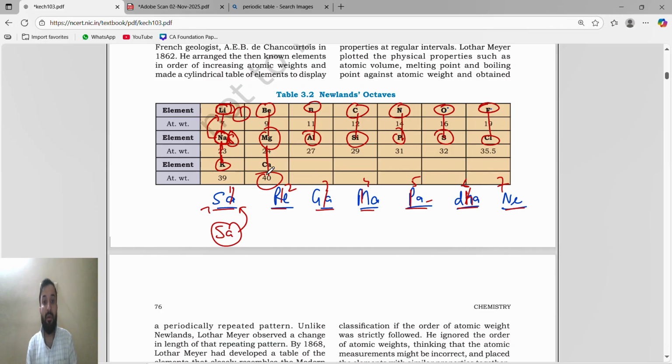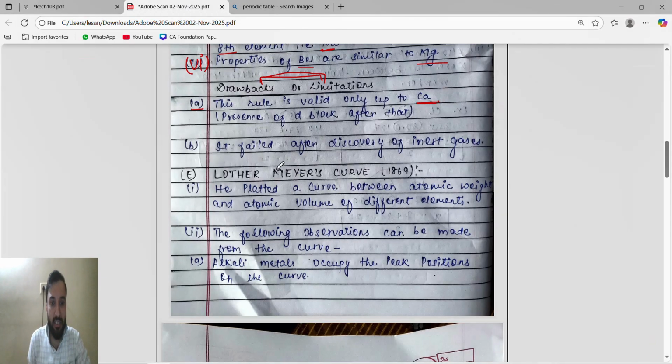Then people asked him, bhaiya, okay, after calcium? People started asking after calcium. He was like, after calcium, arre bhaiya, hum to fakeer insaan hain, jhola uthayenge chal padenge. So after calcium Newlands didn't discover. After calcium, bhaiya, this rule is valid only up to calcium. The reason behind is the presence of d block after that. So that's why what is happening? Bhaiya, the property is not showing similar.